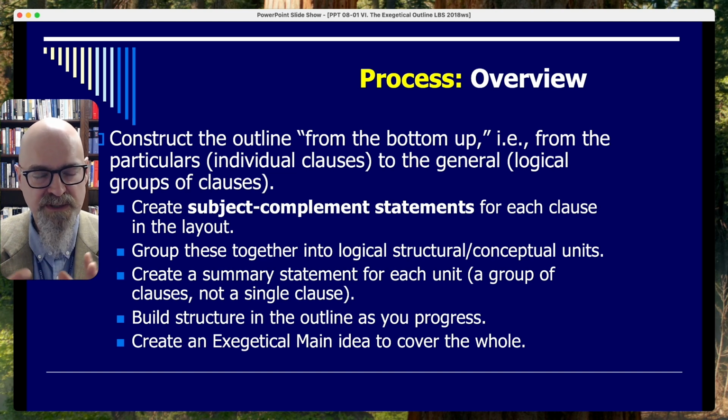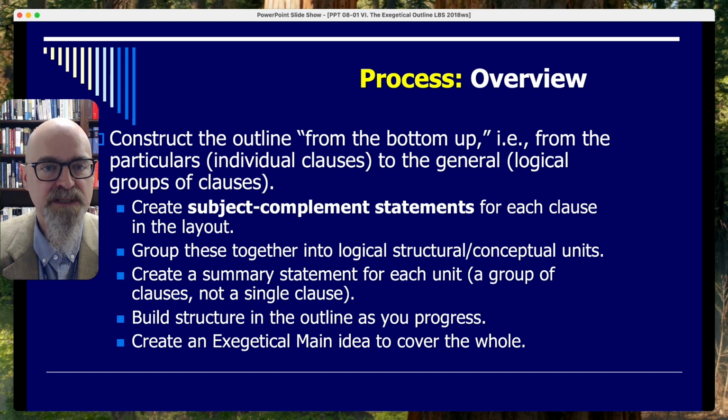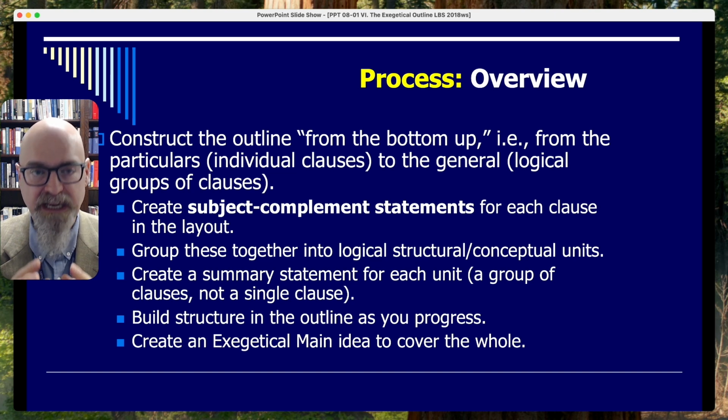But your job is to think through the 15 or so clauses that you've got and then organize them into logical groups, which you then create a new sentence for. In other words, you summarize. So if you've got a group of 3 statements that you believe hang together, your job is to create a subject complement statement that then organizes them in the appropriate way. And as you can see, what that will do is build the structure of the outline from the bottom up. And then once you reach where you have your Roman numerals, you then create an exegetical main idea, a subject complement statement, which covers the whole. So you can see what we're trying to do.